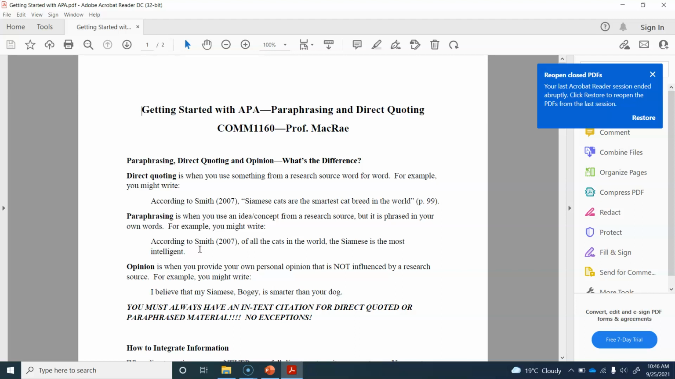This is what we want to do most of the time when we're writing. So we look at all sorts of different pieces of research, and then we borrow, okay, the ideas or the concepts from those research sources, but we express or we write in our own way.